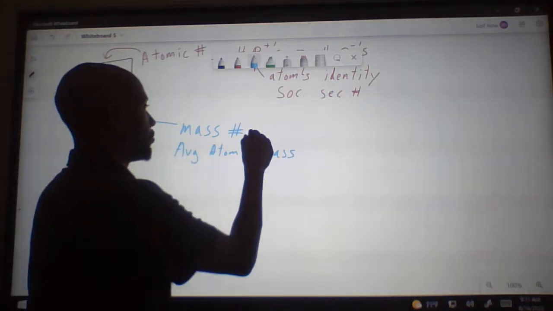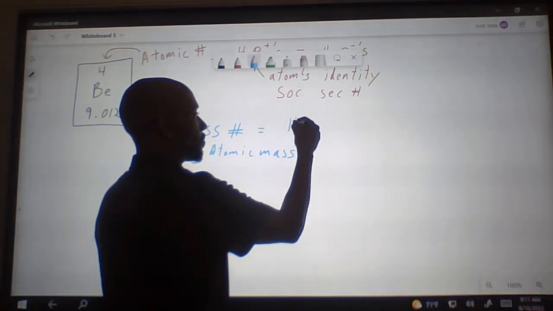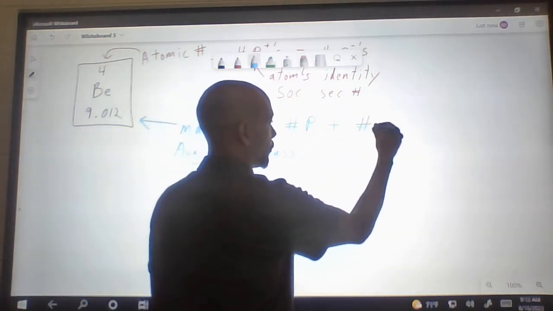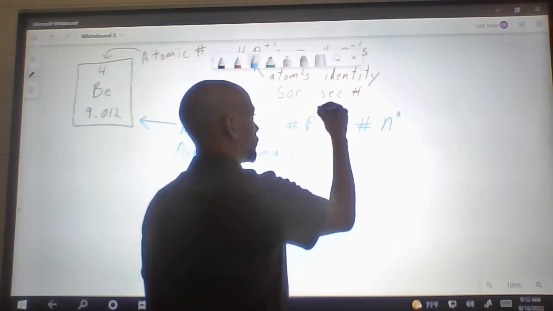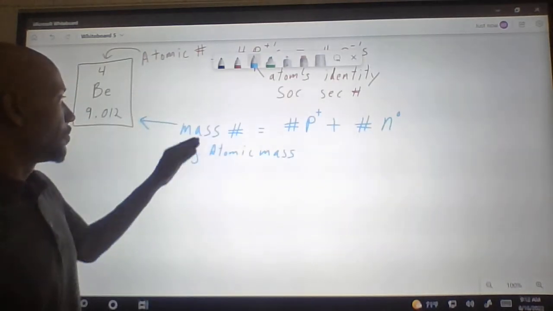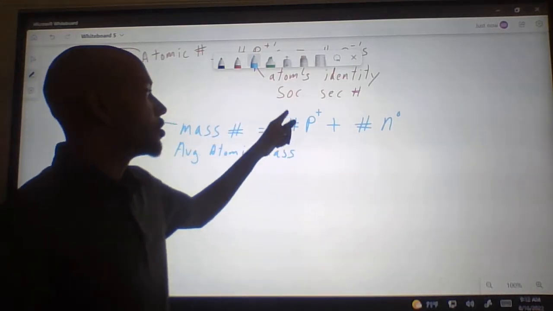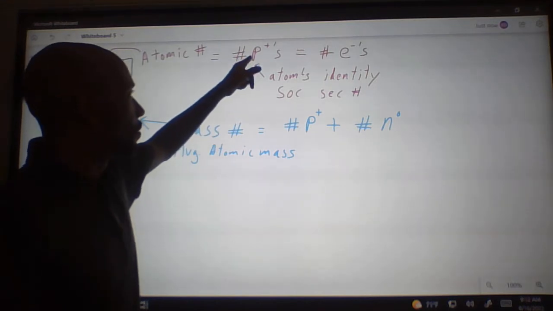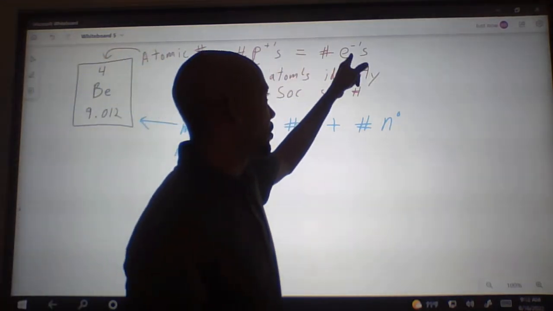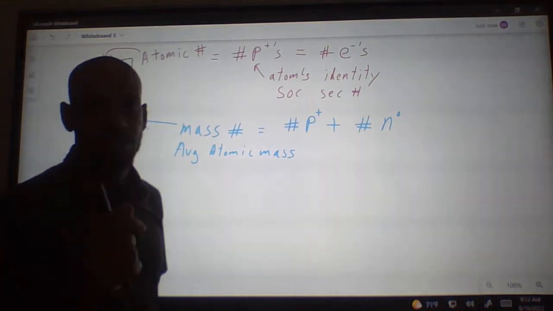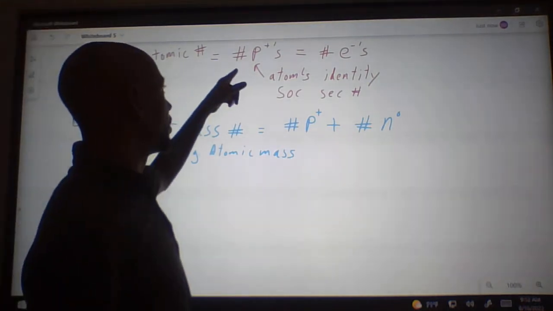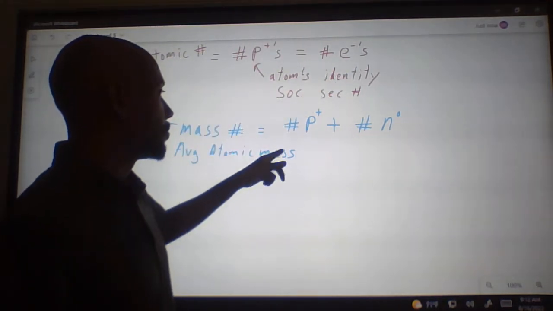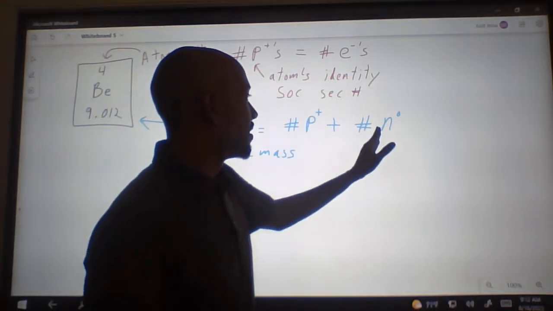The mass number equals the number of protons plus the number of neutrons. All right, so mass number equals number of protons plus the number of neutrons. Atomic number equals number of protons. It also equals number of electrons. So that's a difference that I definitely want to make sure that I'm thinking about. Atomic number is the number of protons. It also equals the number of electrons. Mass number equals number of protons plus the number of neutrons.